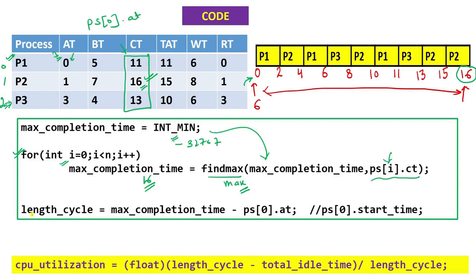Now we will come out of this loop and we'll say this 16 minus the arrival time of the process at the 0th index, that is 0. For this example, it will be 16 minus 0, which is 16. So we have computed the length of the cycle.